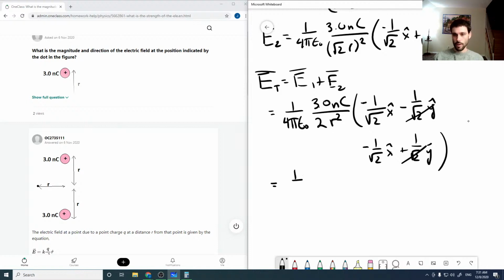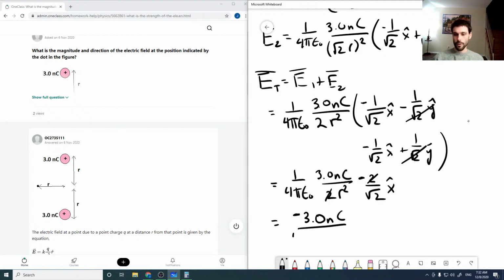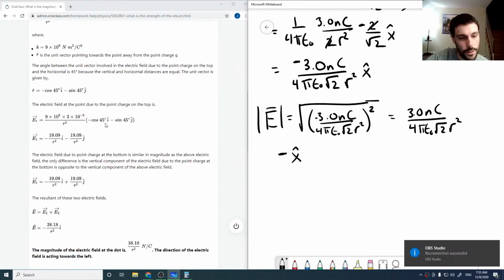So 1 over 4 pi epsilon naught, 3 nanocoulombs over 2 r squared, and then we'll get a minus 2 over root 2 x hat. Go ahead and cancel this 2. And we could probably pull out some more numbers, but since everything's still in r, I'm just going to leave most of it. And so we get minus 3.0 nanocoulombs over 4 pi epsilon naught root 2 r squared x hat. Here, this looks good.